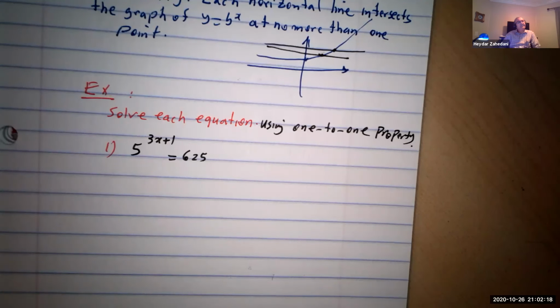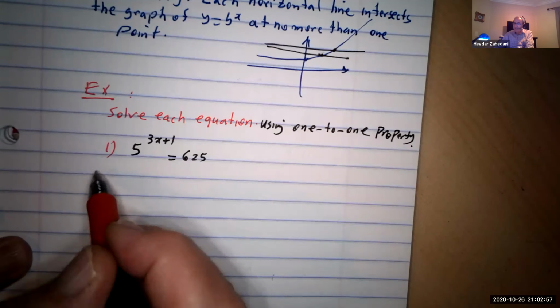Any suggestion? 625 is 5 to which power? 5 squared would be 25. Okay, 5 to the third would be 25 times 5, which is 125. 5 to the fourth is 625, 5 times 5 times 5 times 5. So this is how we're going to check these types of problems.